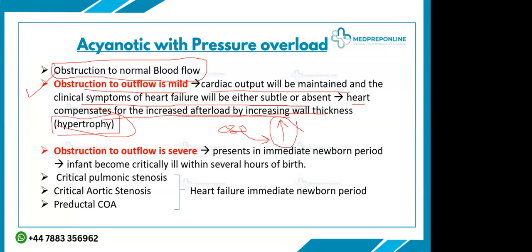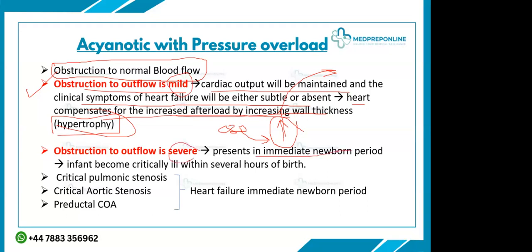And there is not so much blood, so it will not regurgitate back into the left atrium and then from the pulmonary veins into the lungs. So there is not going to be so much pooling of blood back into the lungs, and there will be subtle or no signs of heart failure in the mild degree of obstruction. But what about if it's a severe degree?